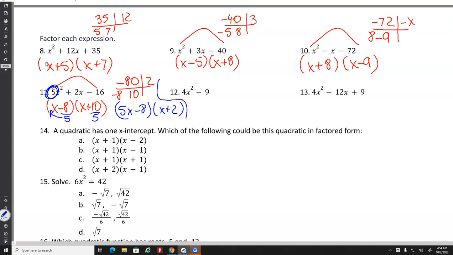All right, for number 12 right here, I got a 4 and I got a 9. Both of them are perfect squares. So I'm going to use the square root method because my b equals 0. Okay, if I'm missing a b, only if I'm missing a b, I can use the square root method if these are perfect squares. So I can square root 4. So the square root of 4x squared will equal 2x. And the square root of 9 will equal 3.